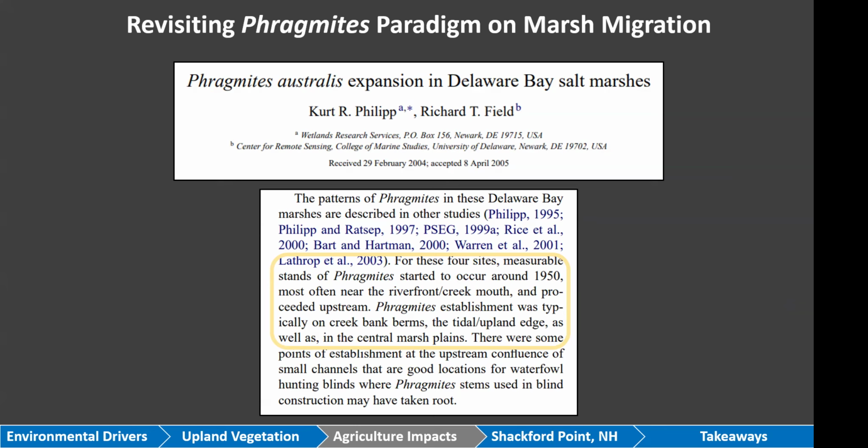So where marsh migration might be happening, we know there's a lot of perimeter embankments and ditching. And they might have been on the central marsh plain, where we know embankments and ditches ran throughout the marsh platform as well.